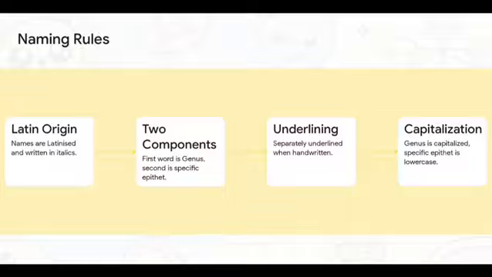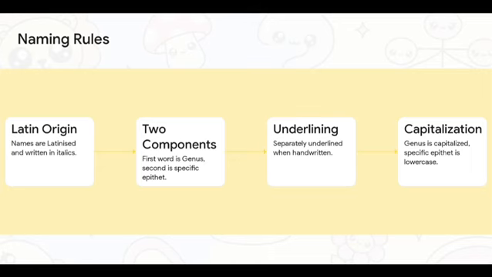Ready? First up, biological names are generally in Latin and written in italics, no matter where the organism actually comes from. Second, the name always has 2 parts. The first word is the genus, and the second word denotes the specific epithet, which is basically the species. Third, if you're writing this out by hand, both words gotta be separately underlined. And fourth, the genus always gets a capital letter to start, while the specific epithet stays entirely lowercase.